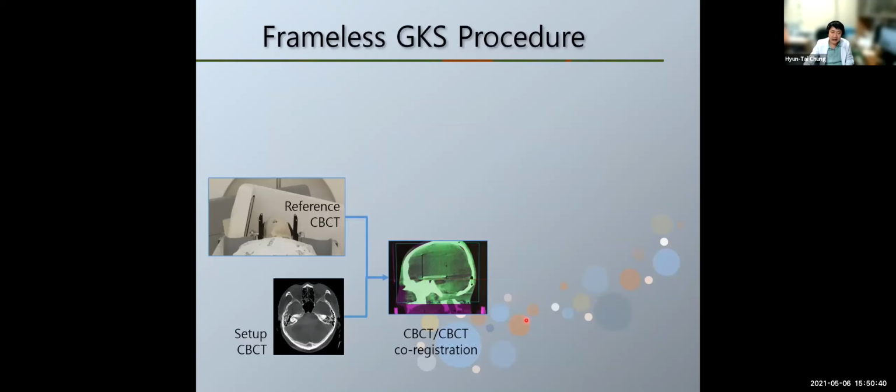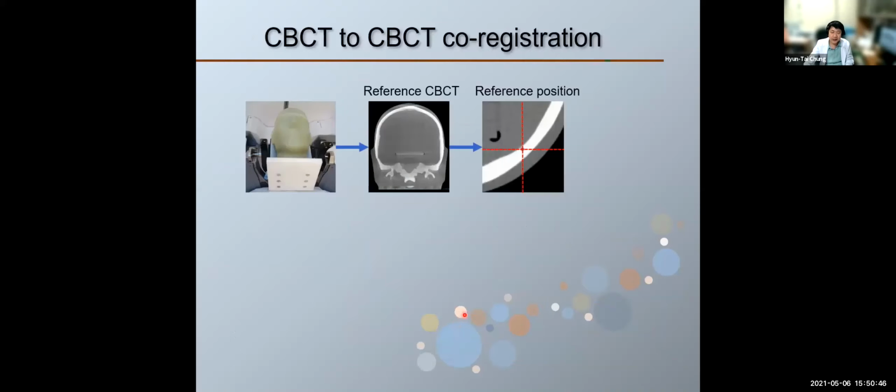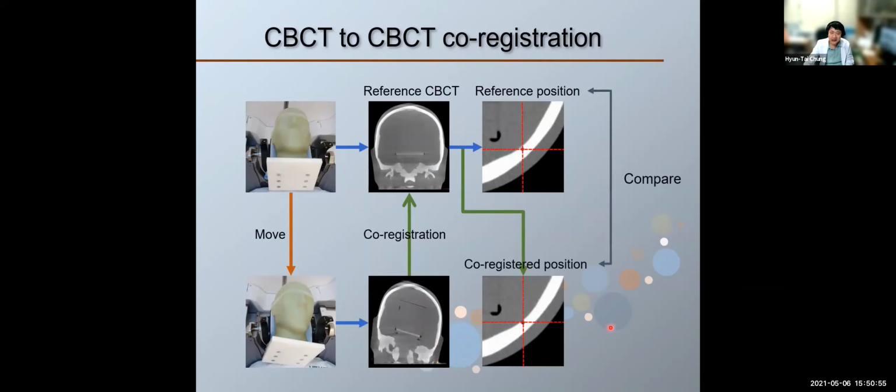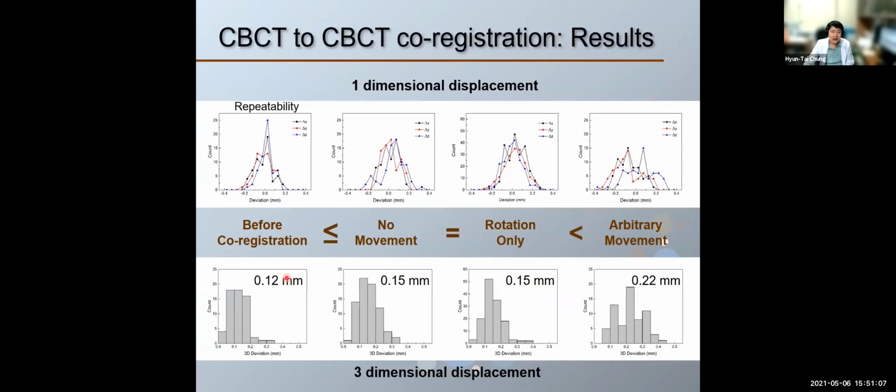Now it's time to check the cone beam CT to cone beam CT co-registration. It's easier than before. Now we have a reference cone beam CT. We move the phantom, take a cone beam CT and co-register, and this image is now at the correlated position. So this and this should be the same because it is the same point. Before correlation 0.12; with no movement, rotation only, and arbitrary movement, 0.2 millimeter difference in three dimensions. So I can say it is very accurate, at least with phantom and CT images.